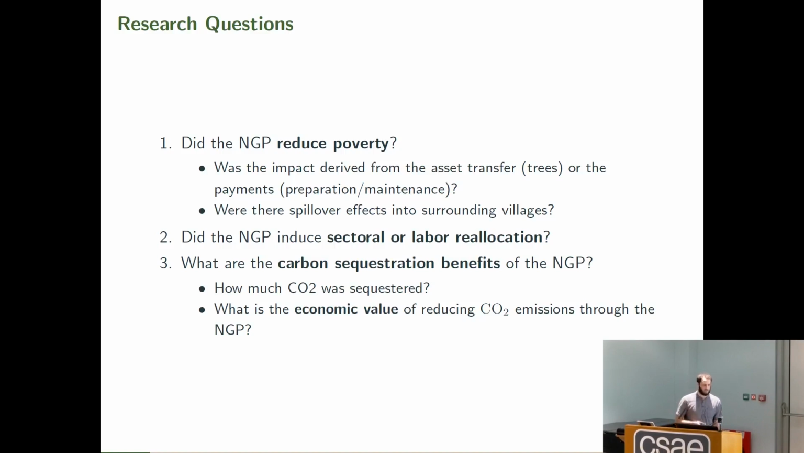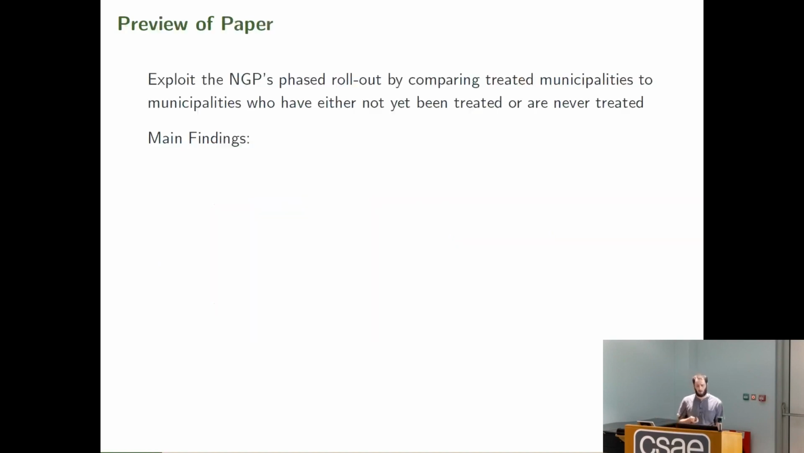Once we see that there is an effect on poverty, we want to know how the structure of the economy within these municipalities was changing. So we'll do some reduced-form analysis of sectoral labor reallocation. Was it changing migration patterns, or was it moving individuals between different sectors of the economy? And then lastly, we'll add up the carbon sequestration benefits from this program. How much CO2 was sequestered? What was the price per carbon being sequestered?